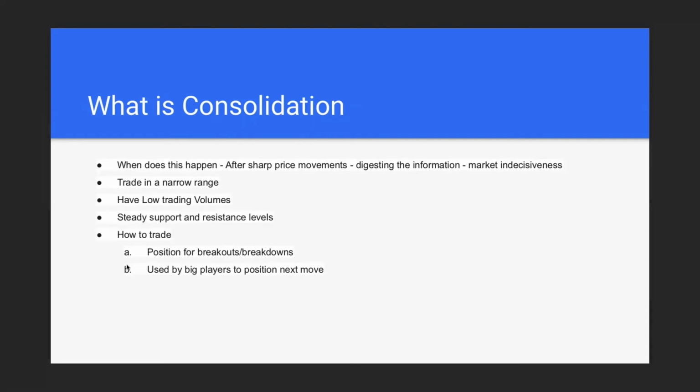What are the characteristics of this consolidation? The stocks keep trading in a narrow range, okay? And they will have very low trading volumes. You won't see a lot of volume happening. Hey, what happened to this stock? It went up so much, but now it has come back a little bit, but it is consolidating. That means it is in a consolidation phase. That's why it will have very low trading volume.